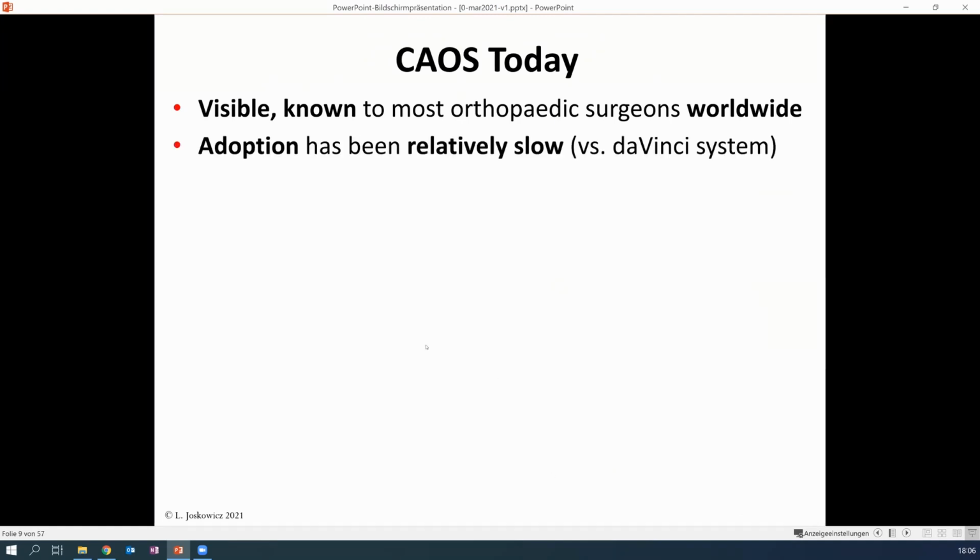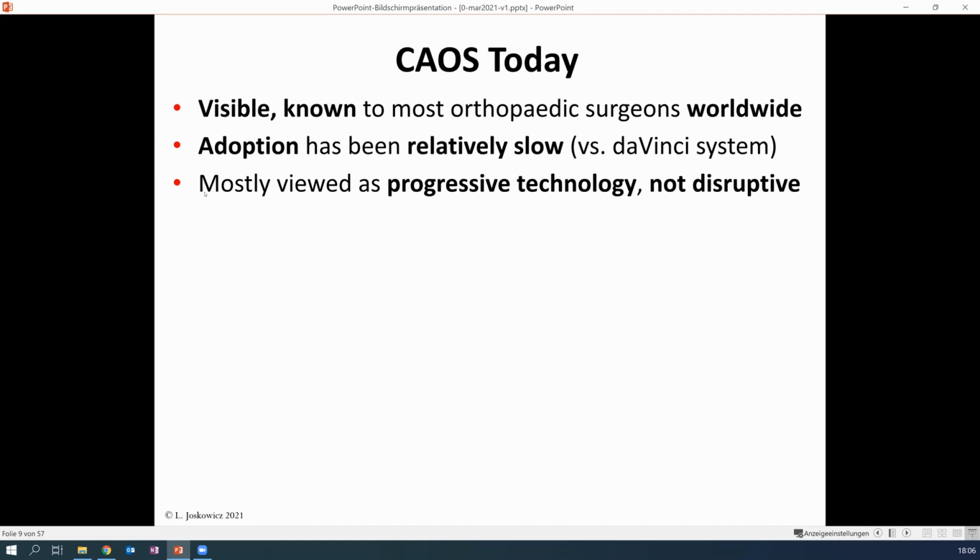So what do we see today? It's visible, it's known. Orthopedic surgeons know what computer-aided surgery is, unlike many years ago. And of course, if you compare this to the Da Vinci system, which is a robotic system used for laparoscopy, you can say that the adoption has been relatively slow. And this is why I don't call this a paradigm shift or disruptive technology, but rather a progressive technology. And there's nothing wrong with that. This is really the message of my talk. Not everything has to be disruptive.